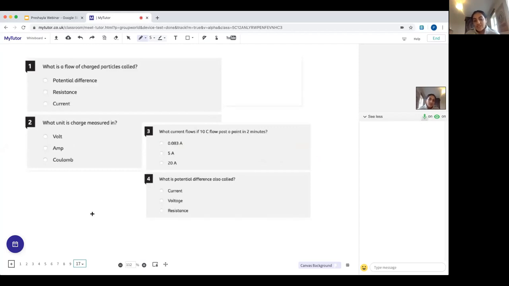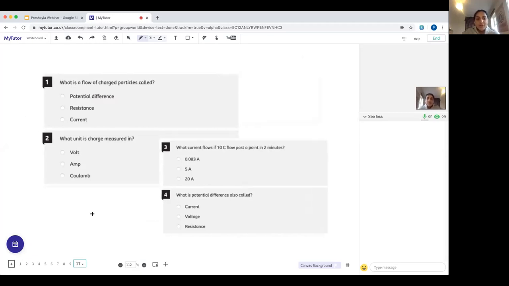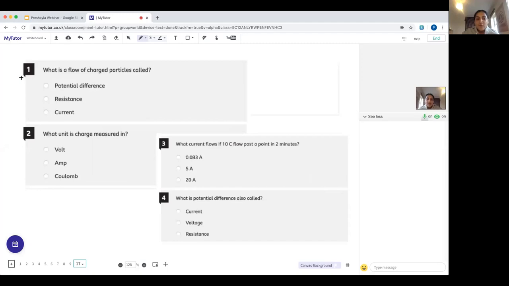So now we're going to do some past paper questions, and we're going to start off with our quick fire questions like we always do. If you could please put your answers in the chat for questions 1 and 2. What is a flow of charged particles called, and what unit is charge measured in?